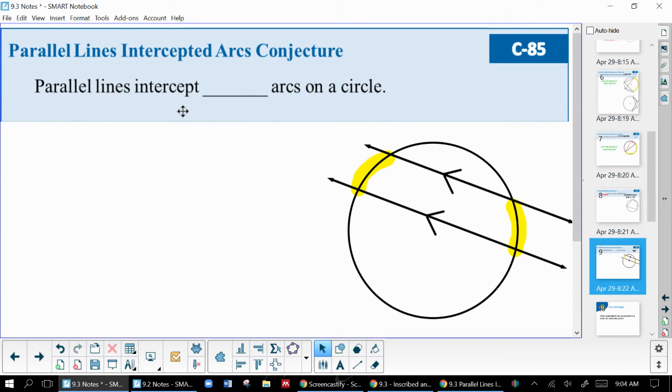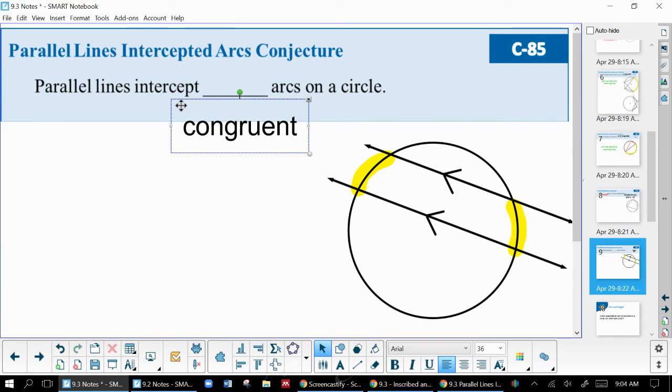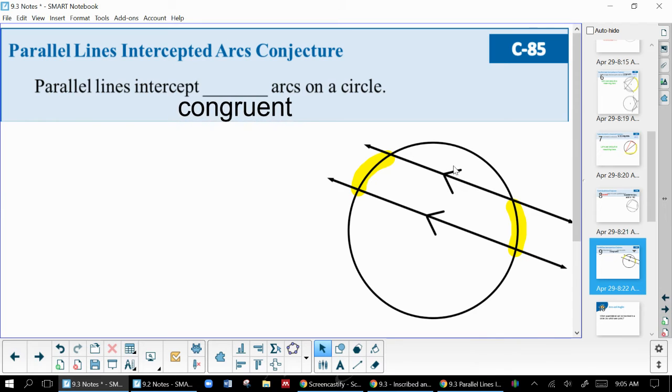So parallel lines intercept congruent or equal arcs on a circle. And it's the ones that are between the two parallel lines. This one's not going to be a super important common one, but it will show up.